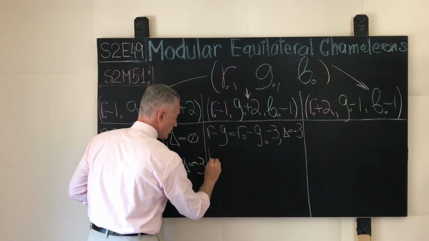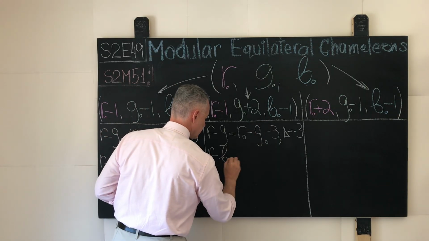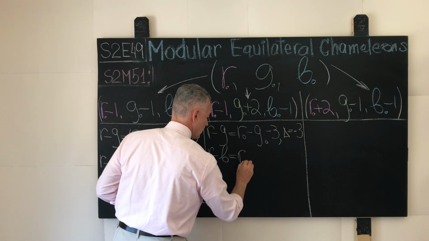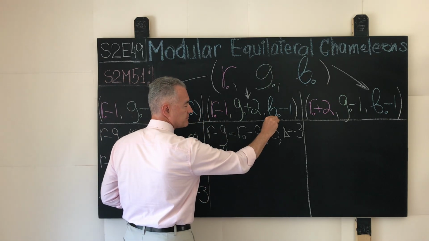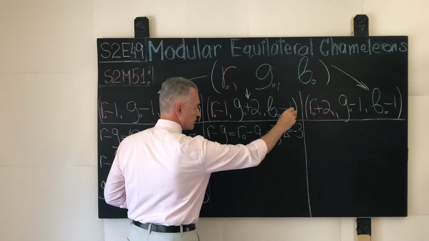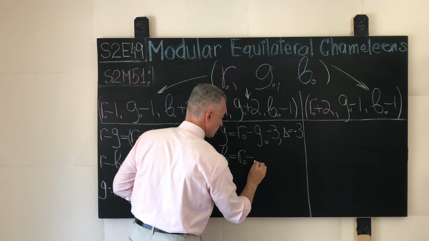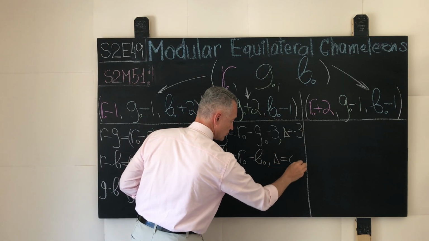Again, the number of red chameleons minus number of blue chameleons will be what? R0 minus 1 minus b sub 0 minus minus 1. Minus 1 and plus 1 cancel each other out, so this will be minus b0. In this case, delta is equal to 0.